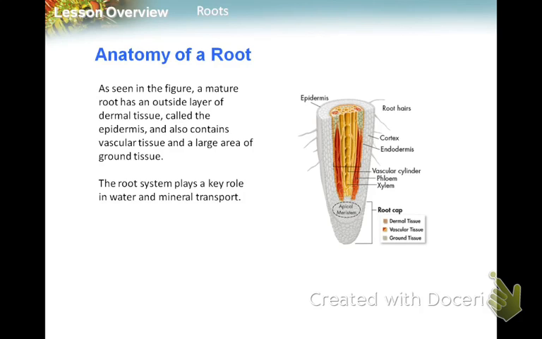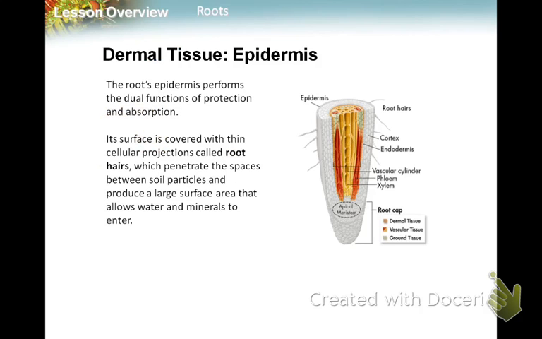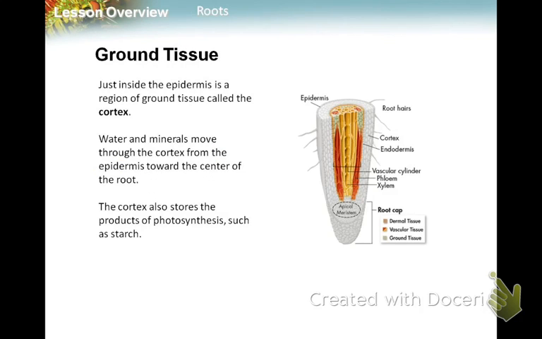So we have the three types of tissue here. You have the dermal tissue, called the epidermis, and then vascular tissue and ground tissue. Remember that roots bring in water and minerals. So we have the epidermis. How are the water and minerals brought in? The epidermis is the outer layer, and the epidermis is covered with root hairs. This increases the surface area and the level of absorption of the roots.